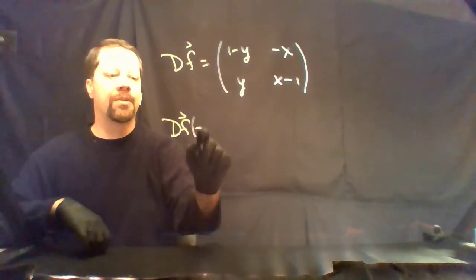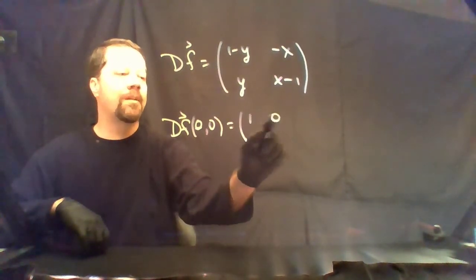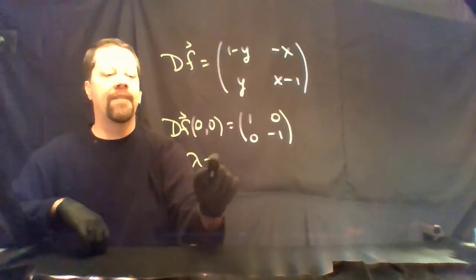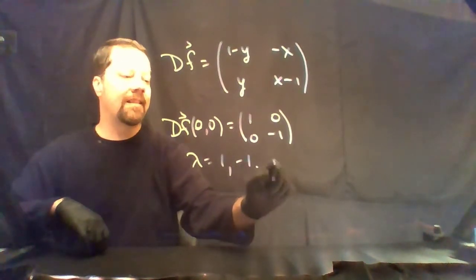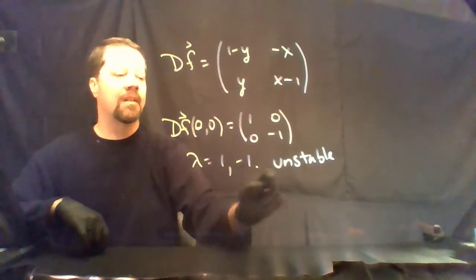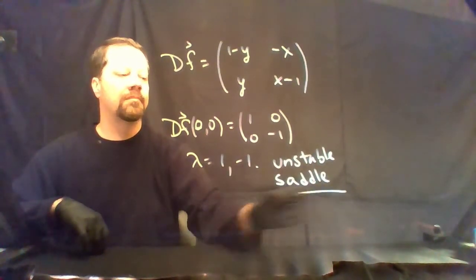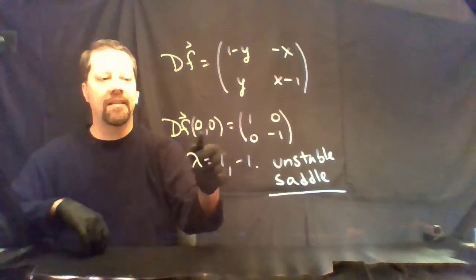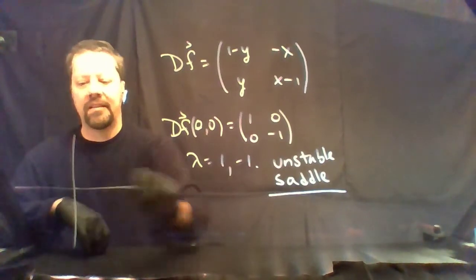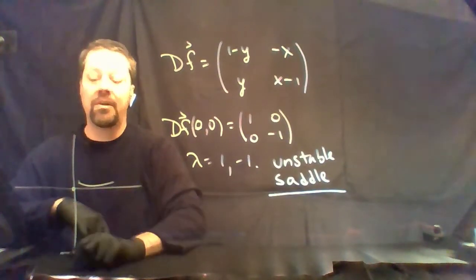Evaluating the matrix of partial derivatives at the equilibrium point 0, 0, we have 1, 0, 0, minus 1. The eigenvalues are 1 and negative 1, meaning that this is an unstable saddle. You might think that extinction is pretty stable, but if you perturb off of extinction, you tend to go away from it.